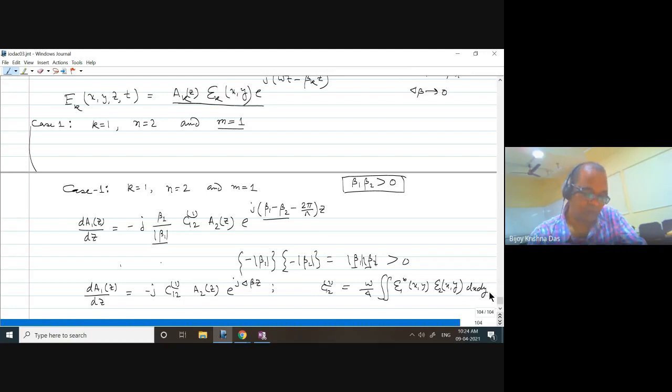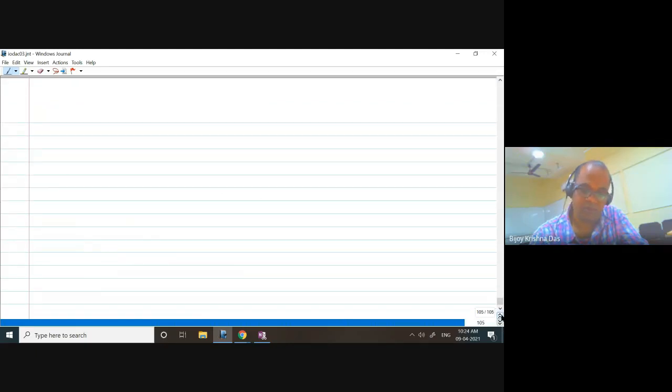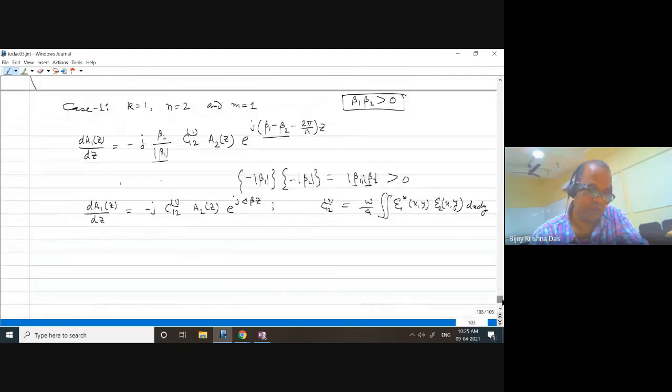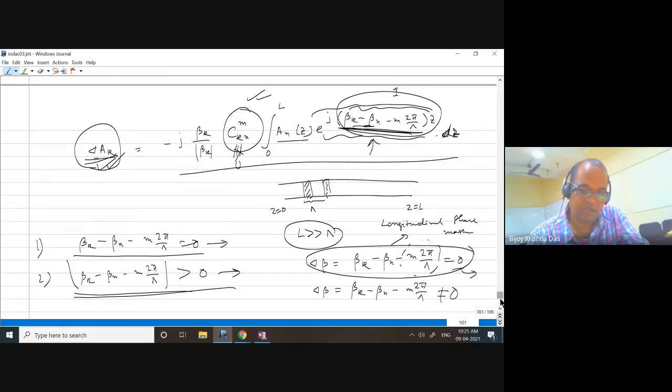Clear, right? Now for the same situation, I am considering case 2 now, where I will be considering k equal to 2, n equal to 1, and m equal to what? You just remember that I am starting from this equation.